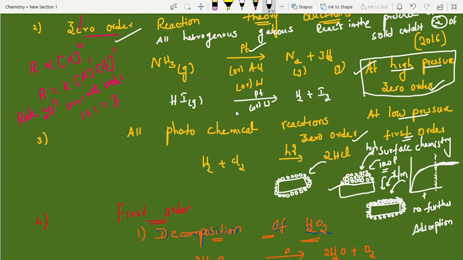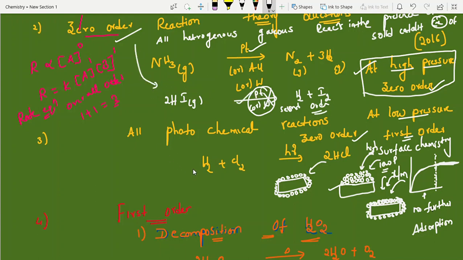These are straightforward questions. You can see if there is any catalyst. One more point, students: 2 moles of HI giving H2 plus I2, if no catalyst is given, it falls under second order. But if they give a solid catalyst, then it falls under zero order.